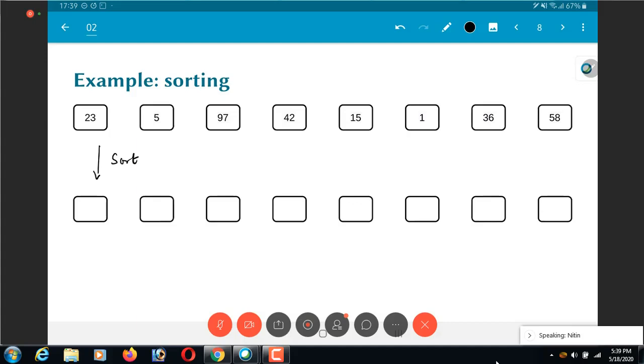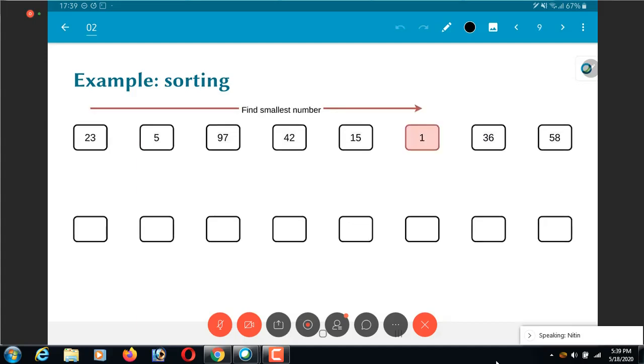One way of looking at it is, I just scan through the upper list and find the smallest number. In this case, it happens to be 1, which I have marked in red over here. Once I have found that location, I can safely say that this particular number, the smallest value over here, must go into the first location in the lower row. In other words, I have found the appropriate location for the smallest number that is present over here. So far, so good.